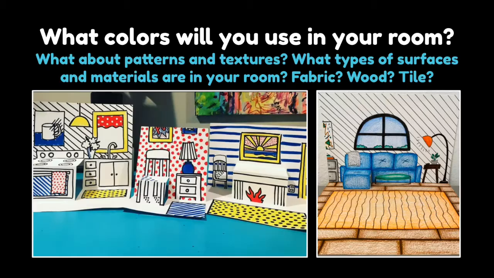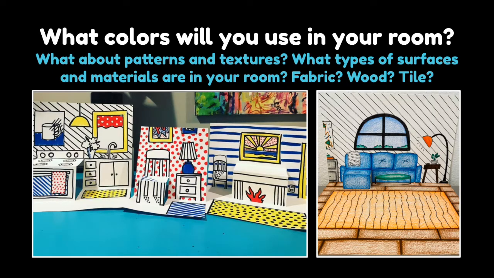So today, what colors will you use in your room? What about patterns and textures? What types of surfaces and materials are in your room? Is there fabric? Is there wood? Is there tile? How will you show texture through color and patterns? So for example, here on the right, I have a room with a wood floor. So I created rectangle shapes for wood paneling, and then I colored in my shapes using a little bit of value around the edges to make each piece stand out.